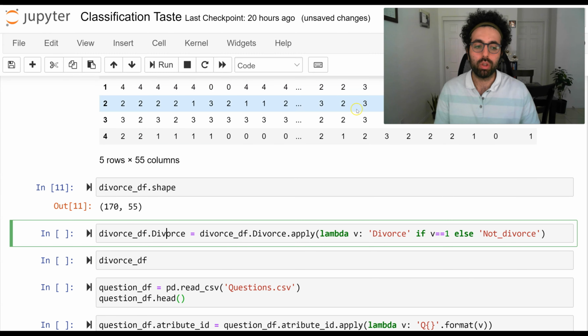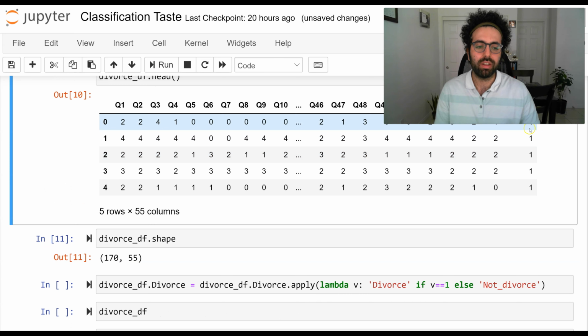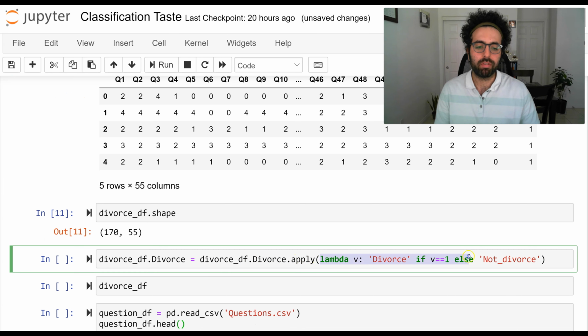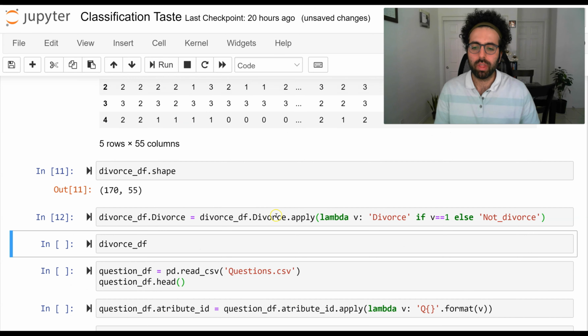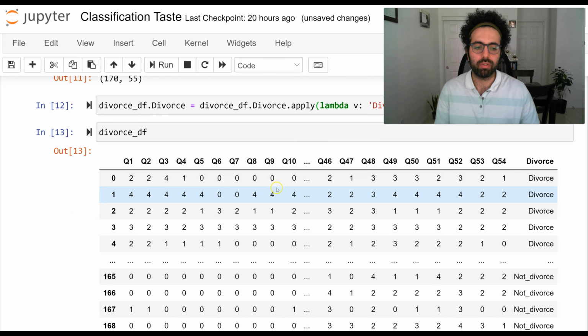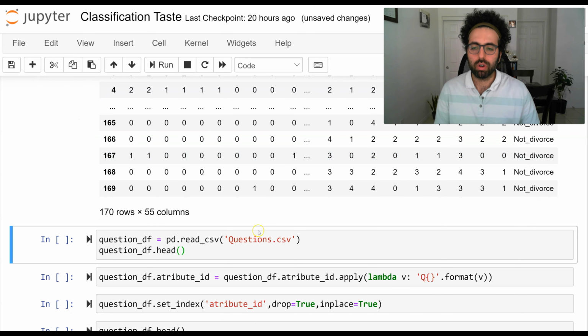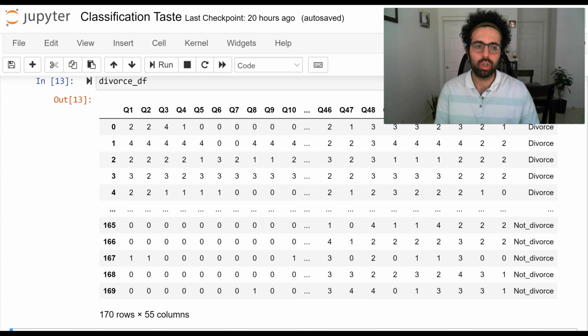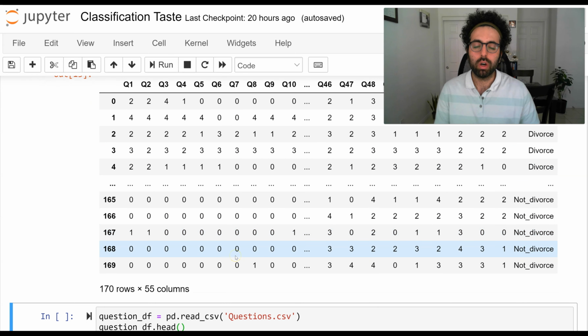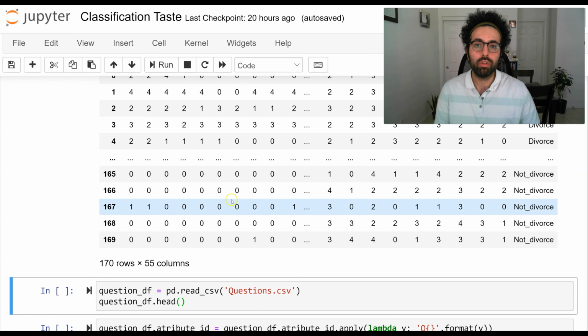I'm going to change the labels from 1 and 0 to divorce or not divorce, so I apply a lambda function. Whenever it is 1, I call it divorce, and when it's not 1, which is 0, it's not divorce. I just wanted to make it more like a label than a number. So I do that, and now my data frame shows divorce or not divorce. Each of these questions, Q1 to Q54, is just a question. We want to know what these questions are at some point. We'll get there.